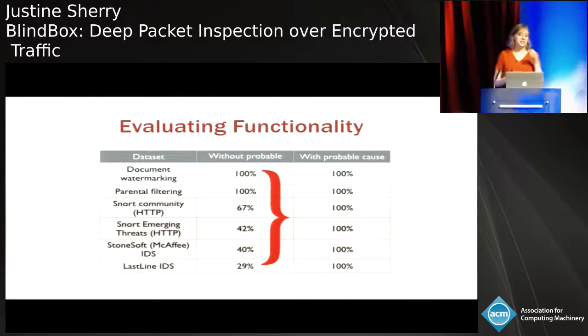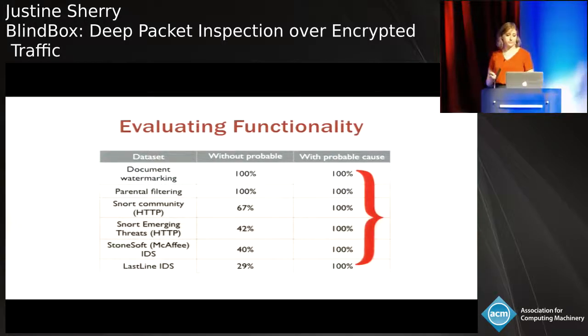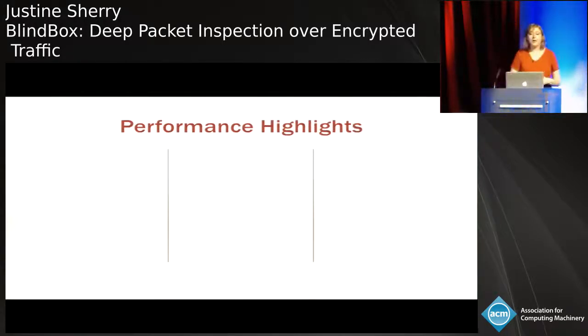But for more general intrusion detection systems like the Snort datasets or 2 commercial datasets we got from StoneSoft and Lastline, we would only be able to support between 29 and 67% of the rules that they apply across traffic. And that's because many of their rules rely on regular expressions and scripts to complete analysis. So for those, in order to get 100% coverage, we would have to move to our weaker privacy model. When it comes to performance, we looked at a couple of different factors. I'm going to give you a couple of highlights here.